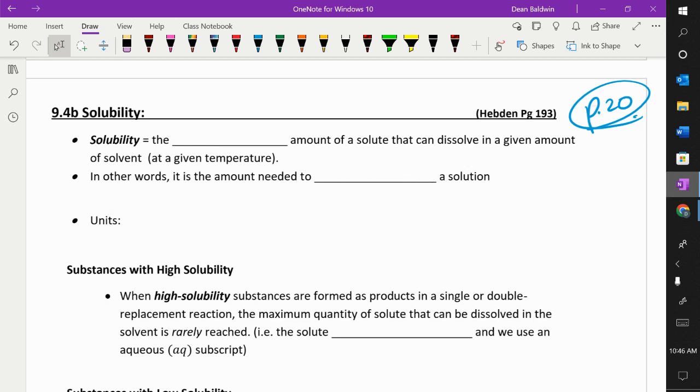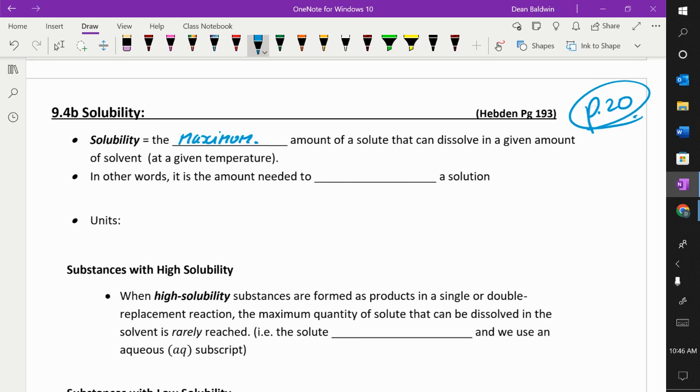Okay. So when we're talking about solubility, we're talking about the maximum amount of a solute that can dissolve in a certain amount of solvent at a certain temperature. You always have to give the temperature. Why do you have to give the temperature? Because most things, as you increase the temperature, become more soluble. Not everything.